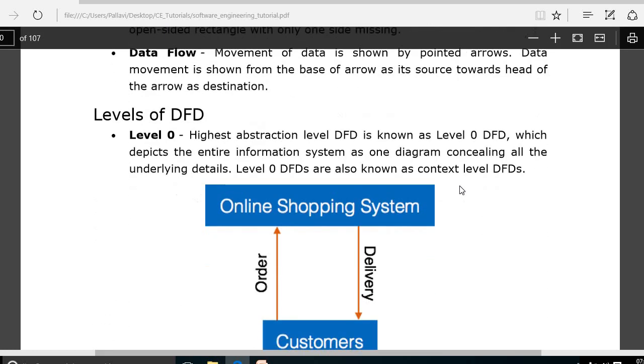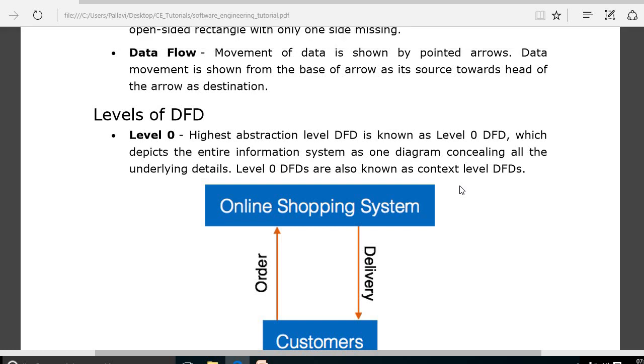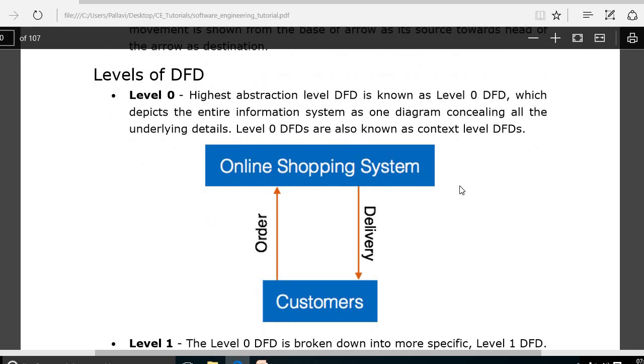So, levels of DFD. There are different levels of DFD we have. Level 0, the highest abstraction level of DFD, is known as level 0 DFD, which depicts the entire information system as one diagram, concealing all the underlying details. So level 0 DFD is also known as the context level diagram.